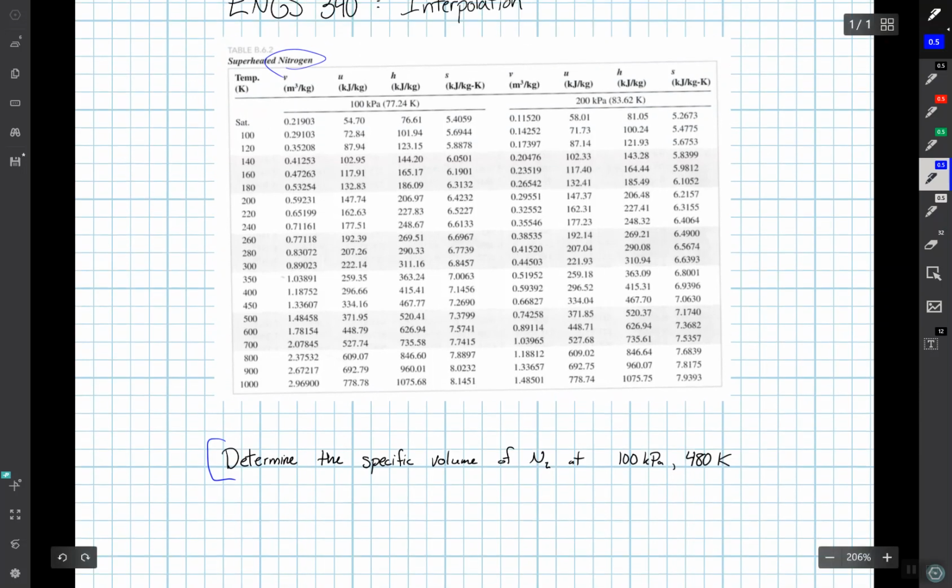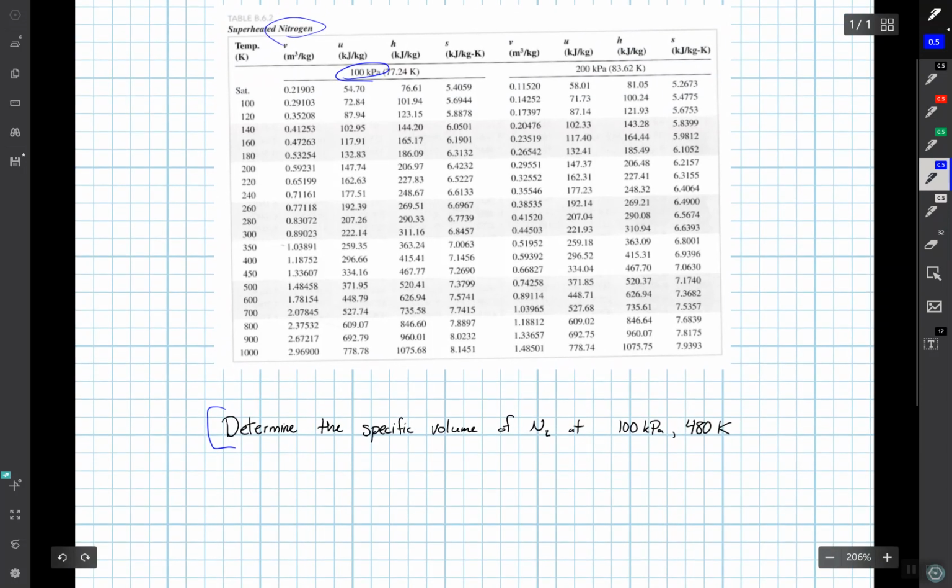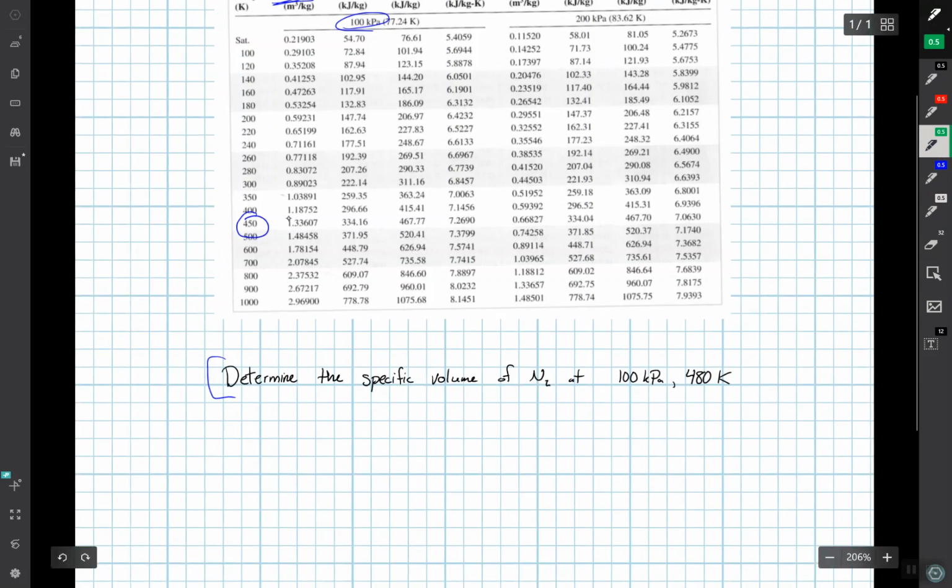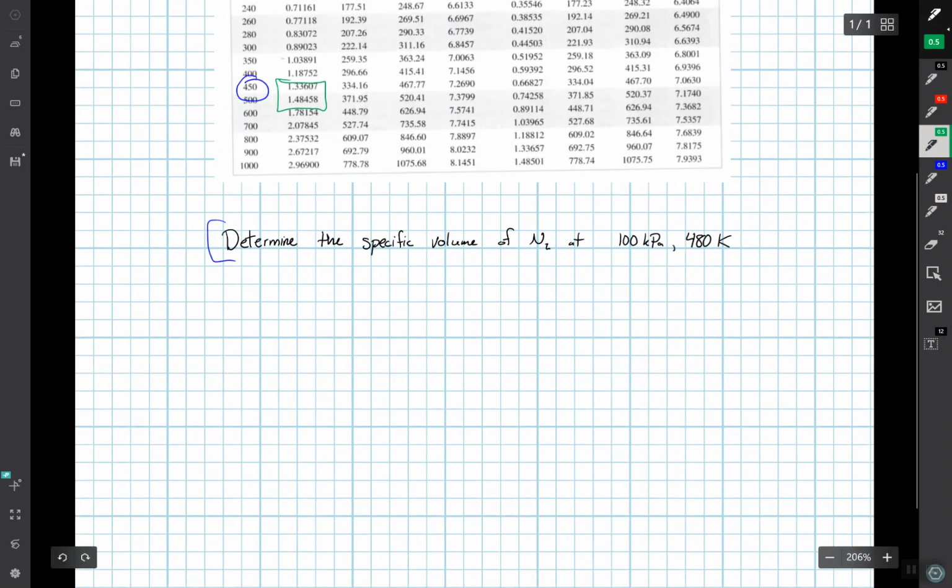So we're going to go to our table. Hey, look, we found 100 kilopascal, and we're going to try to find 480 Kelvin because that's our temperature. And look, we have 450 and 500, but no 480. So what do we do? Well, we have numbers, right? This is our specific volume column. So we have numbers for specific volume at 450 and 500, but not 480. So we're going to pick out these numbers there.